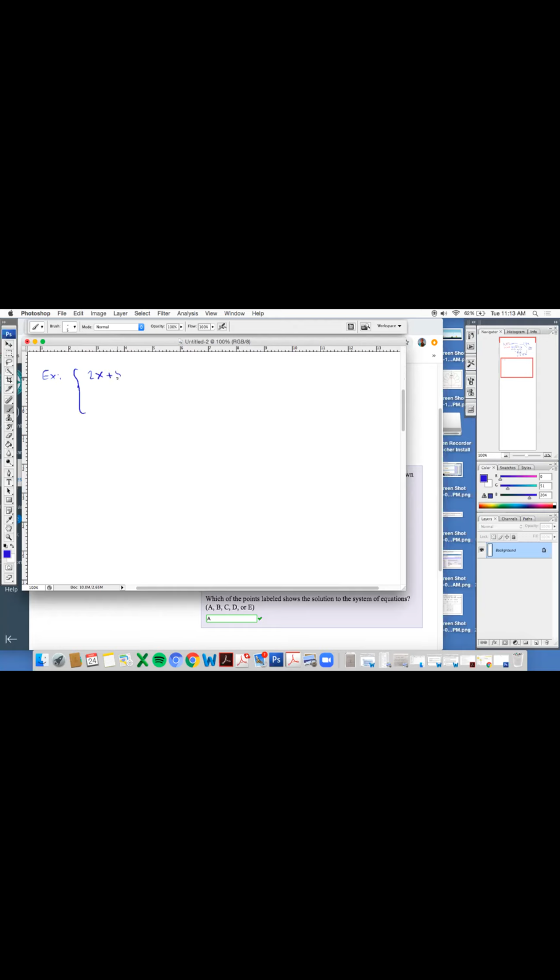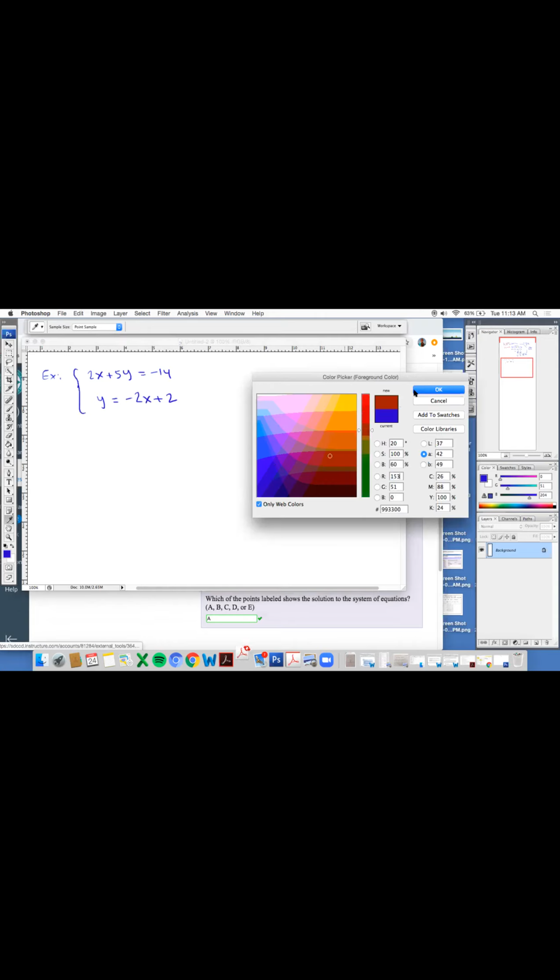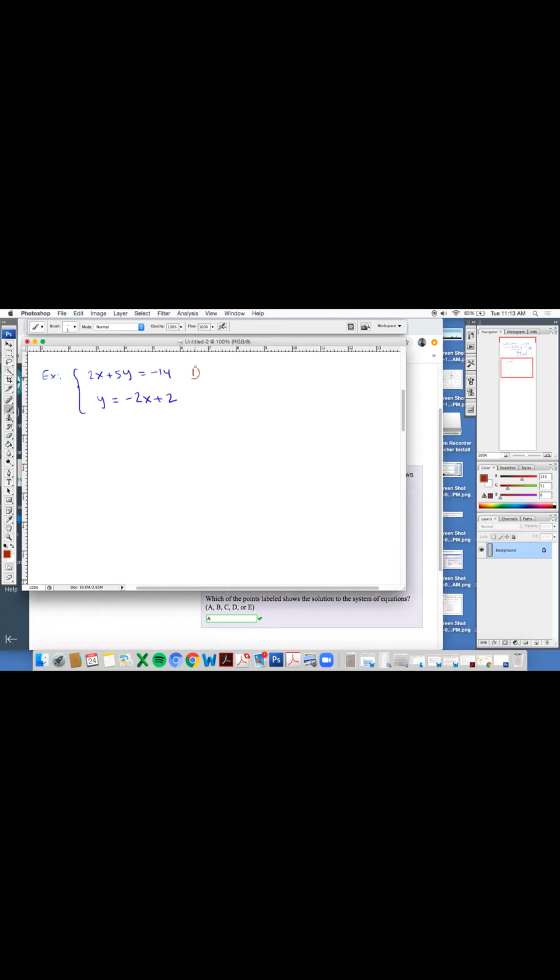2x plus 5y equals negative 14. y equals negative 2x plus 2. Okay, let me label these. This is my equation 1, and this is my equation 2. Okay, so again, especially at the beginning, we're working with things that are set up just right. So notice the second equation is solved for y. So y equals negative 2x plus 2.